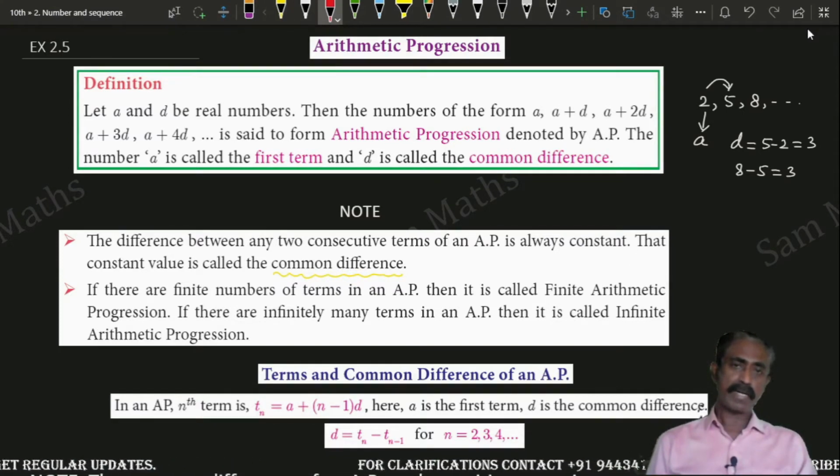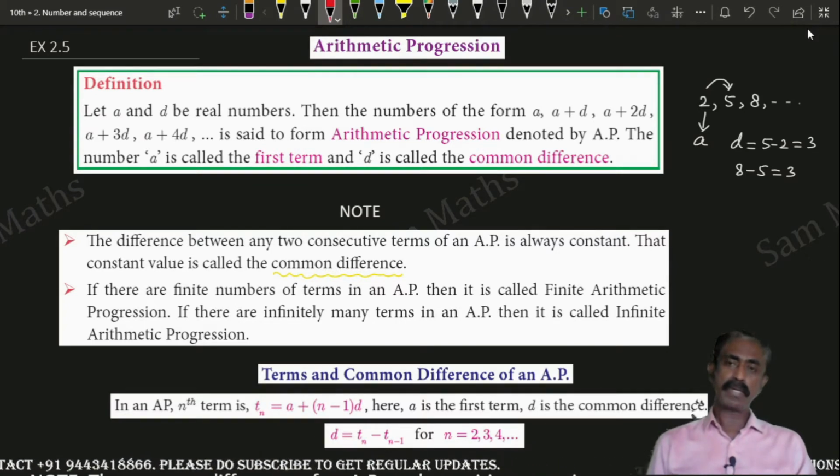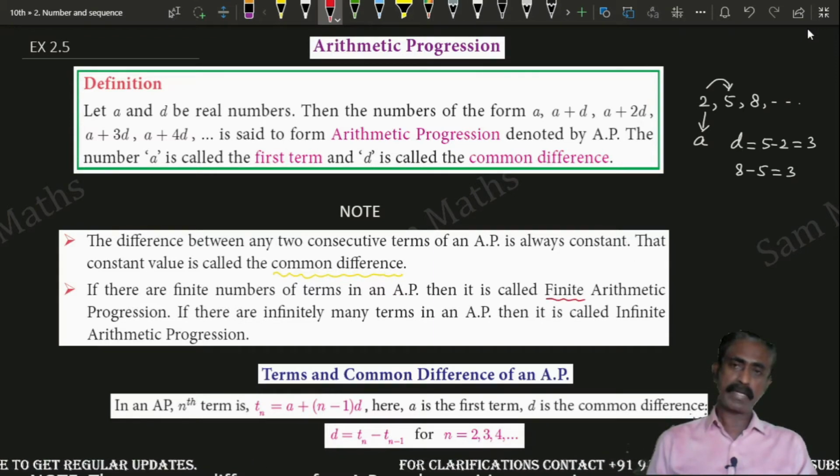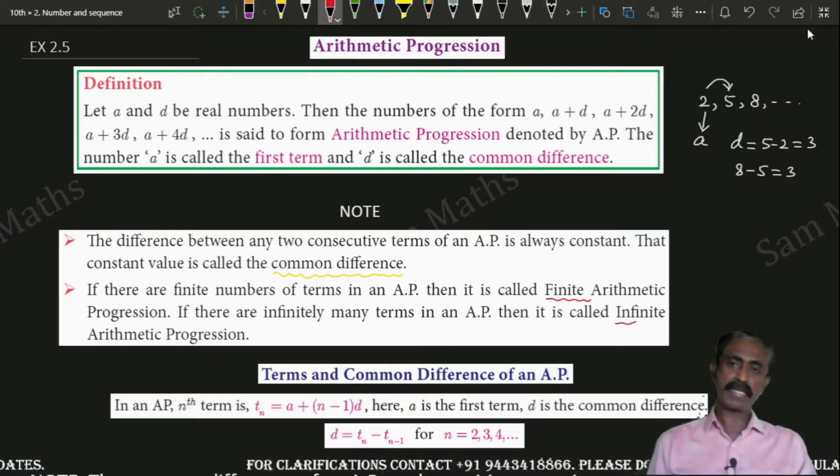If there are finite numbers of terms in an AP, then it is called a finite arithmetic progression. If there are infinitely many terms in an AP, then it's called an infinite arithmetic progression. If it has finite terms in an AP, that is known as a finite arithmetic progression. If infinite terms are there, we say it's an infinite arithmetic progression.